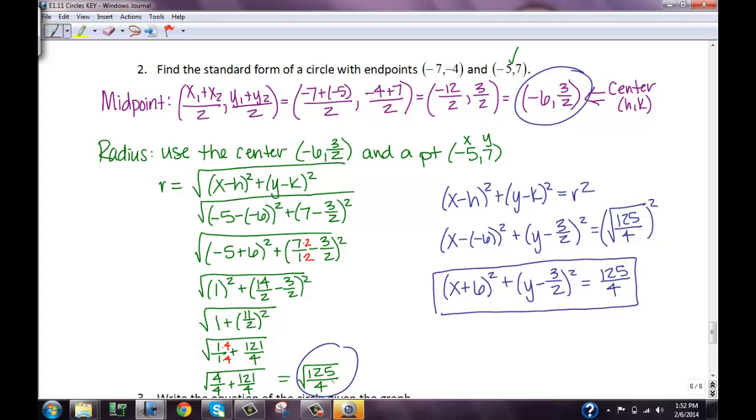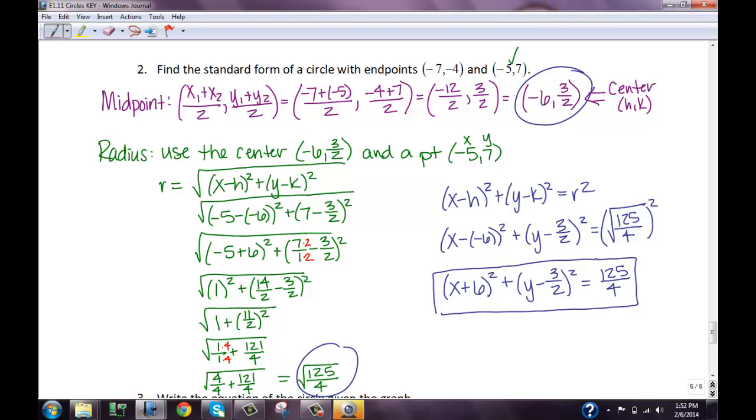I'm not simplifying that because remember, when we plug our radius into our formula, it's going to get squared, so that radical is going to go away. So I know my center in purple, I know my radius in green. When I plug them into my standard form of a circle, I end up with x plus 6 quantity squared plus y minus 3 halves quantity squared equals 125 over 4. So it was the same process as the ones we did earlier. The only difference is this one was kind of nasty in terms of having to use common denominators, okay?